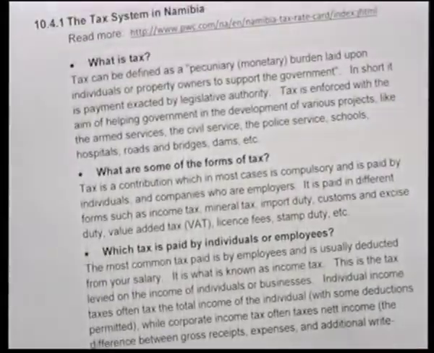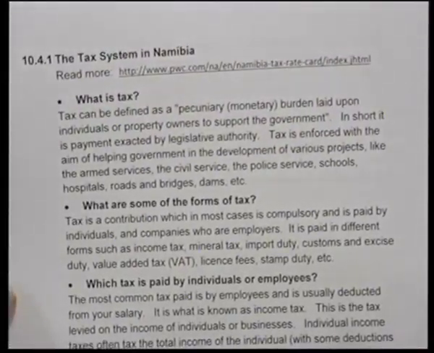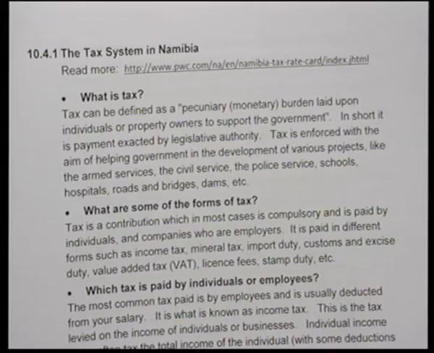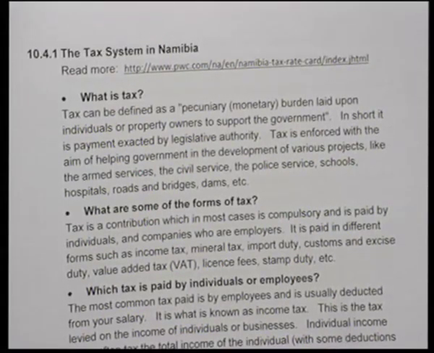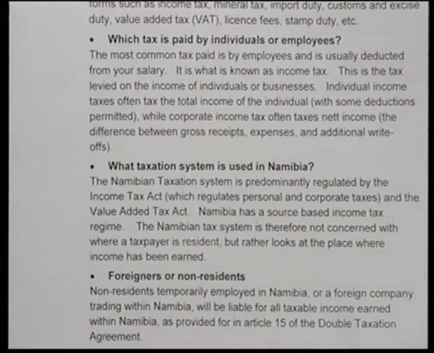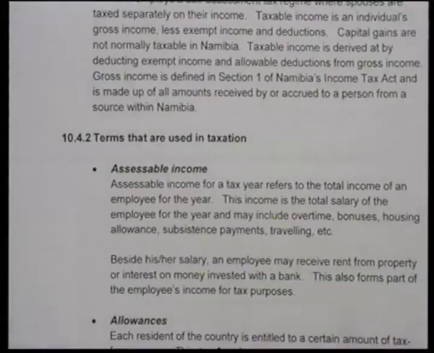And then what is tax? What is tax for the accountants that are becoming CAs? What are the forms of tax? Which tax is paid by individuals or employees? It sometimes differs from year to year. And what taxation system do we use in Namibia? All of us are paying tax, even if we just buy bread or cell phone money. Then we all pay tax. So everybody is taxed, directly or indirectly.